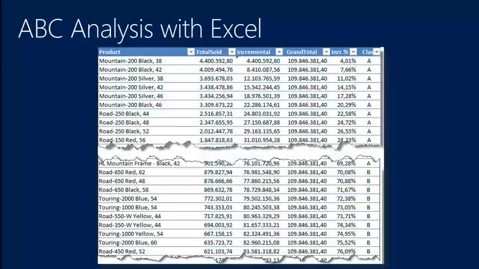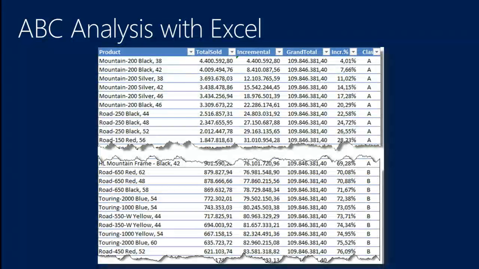And users normally do ABC analysis using Excel. What they do is take all the products, sort them by, sorry, not by price, but by total sold. Total sold is the total sold by each product. And once they have this Excel table, they compute the incremental total sold, which is simply the previous row plus the total sold of the current row. Incremental is simply the previous row plus the current row.